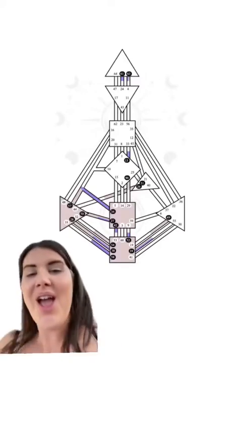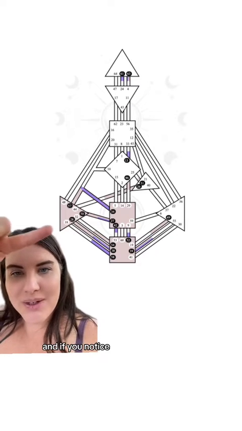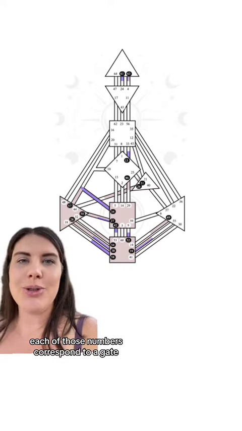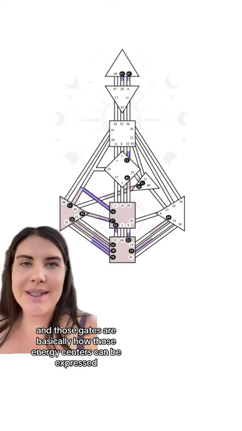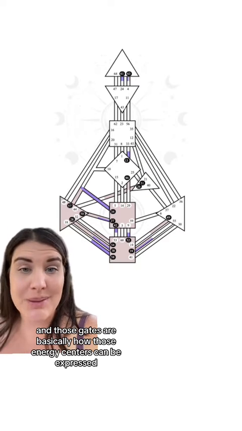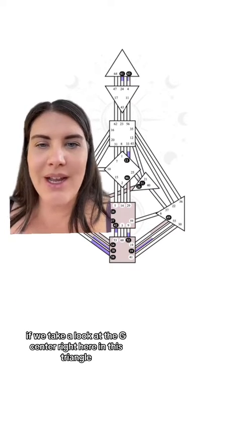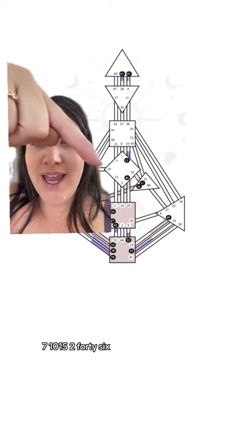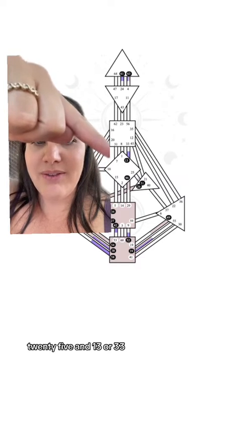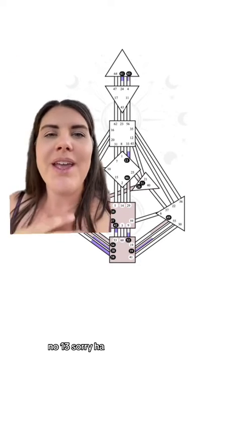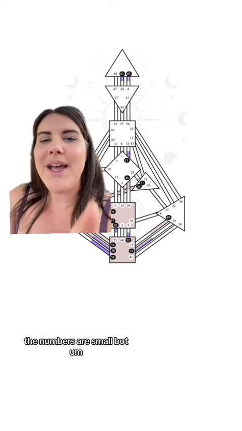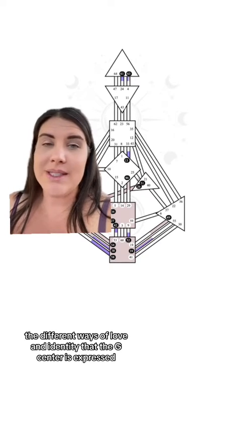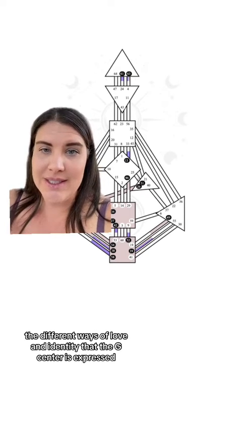Okay, so I have my chart pulled up, and if you notice, within each energy center, there's a bunch of numbers. Each of those numbers correspond to a gate, and those gates are basically how those energy centers can be expressed. So, for example, if we take a look at the G center right here in this triangle, we have number 1, 7, 10, 15, 2, 46, 25, and 13. The numbers are small, but those are the different ways that the G center can be expressed, the different ways of love and identity that the G center is expressed.